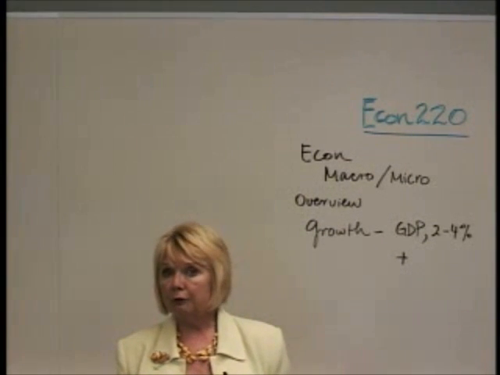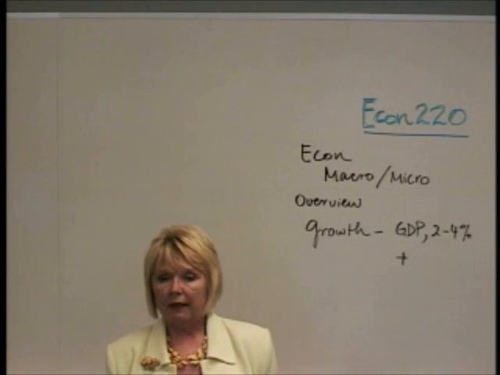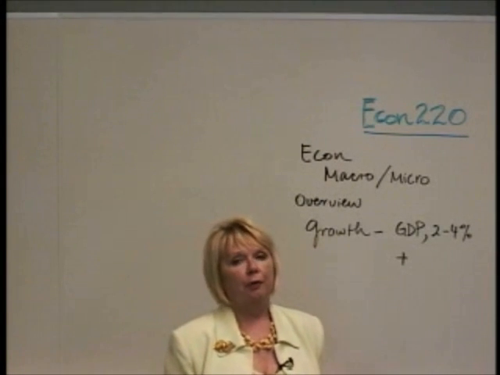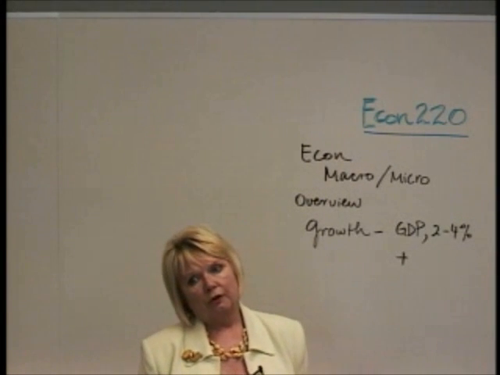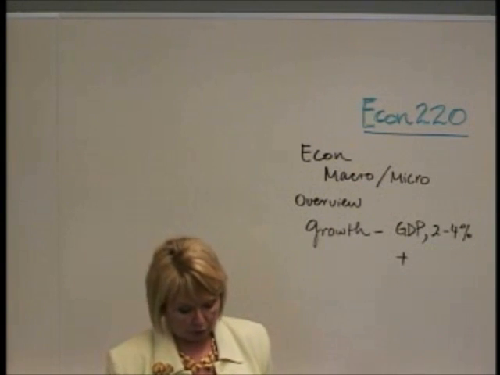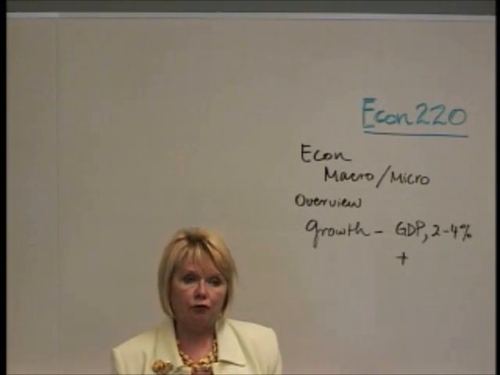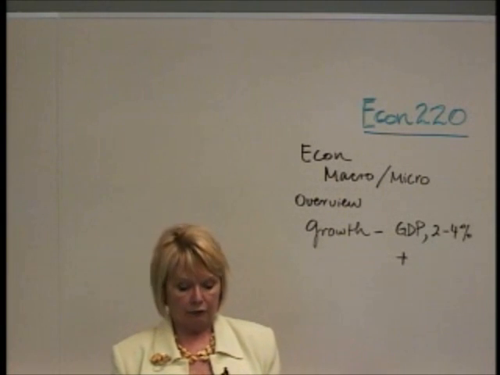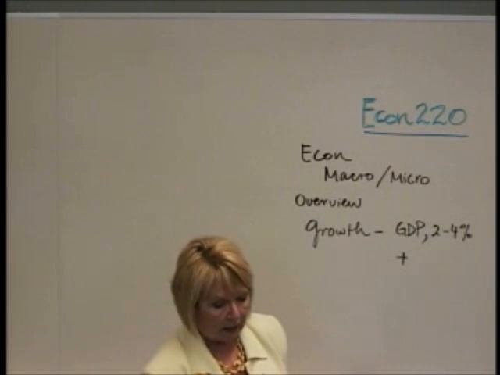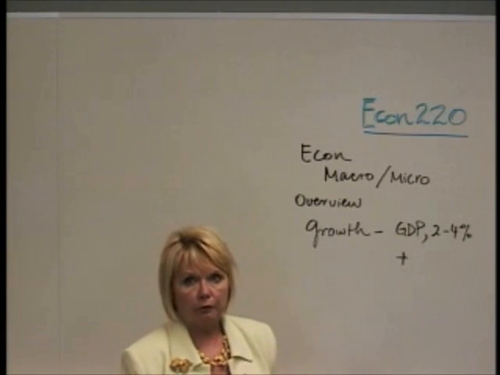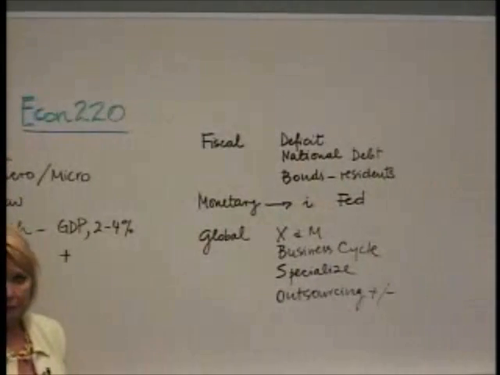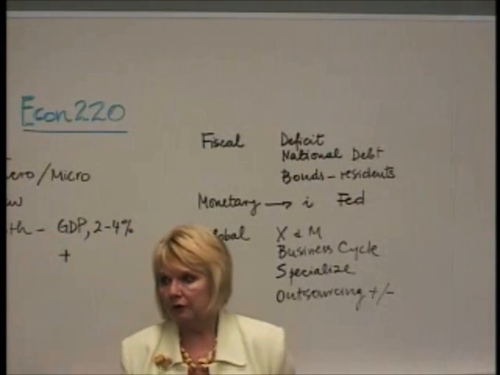Now, if the economy grows too slowly, then we would also have a problem of unemployment. So unemployment, if the economy is not growing fast enough and therefore is not creating enough jobs for people who are entering the labor force. Now, how are we going to influence GDP? How are we going to influence economic growth?